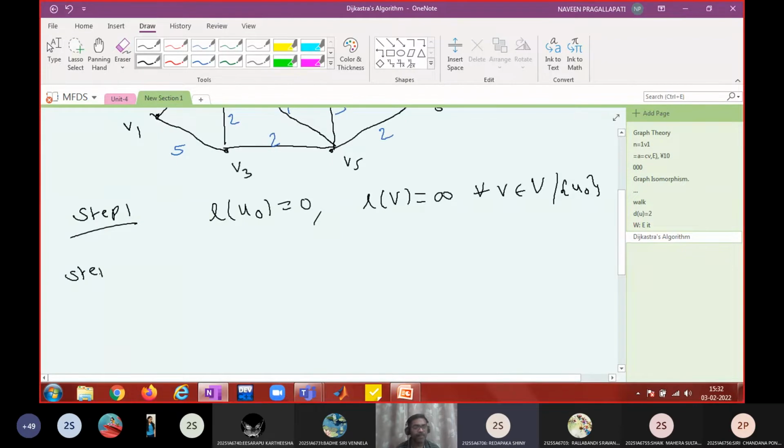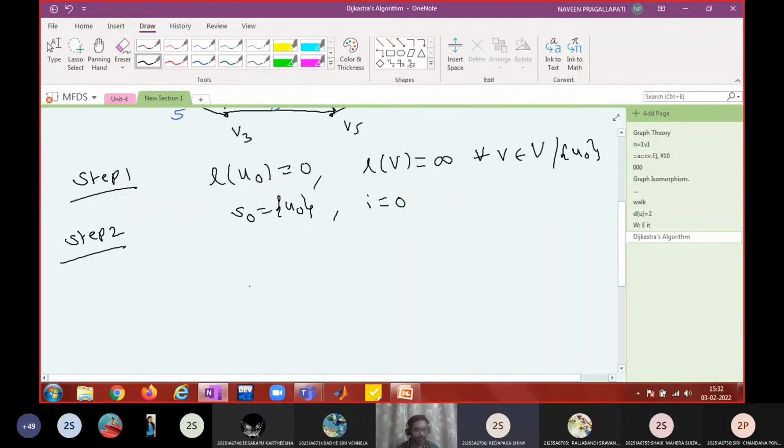What is step 2? You form a set called S0 equal to u0, with iteration number i equal to 0. In step 2, for every v belongs to vertex set minus Si, Si is this kind of set, do the following things.